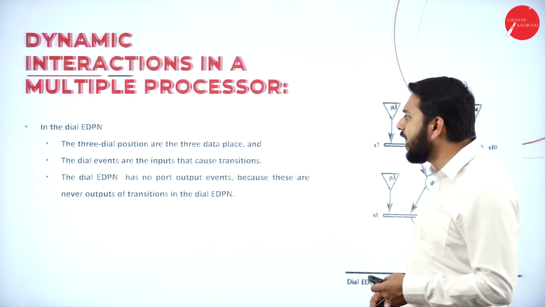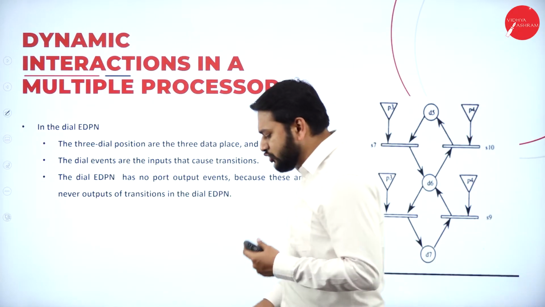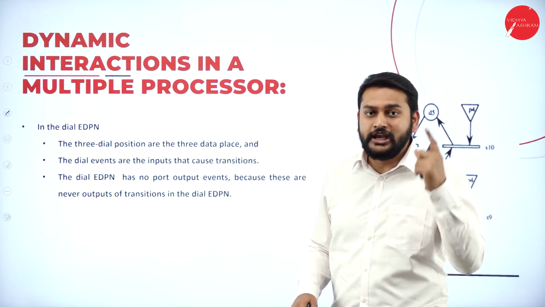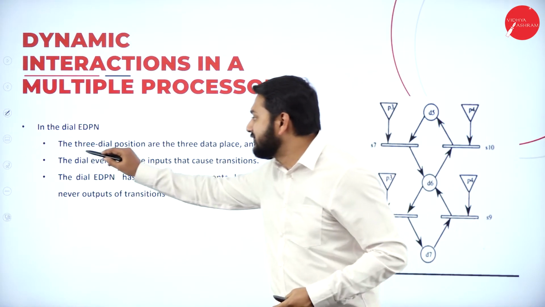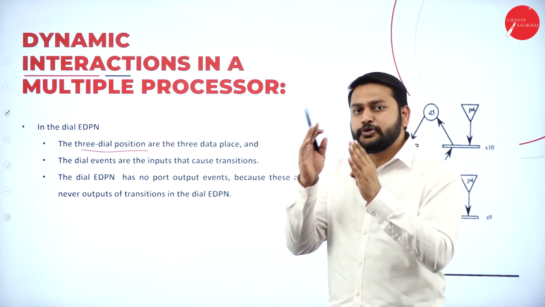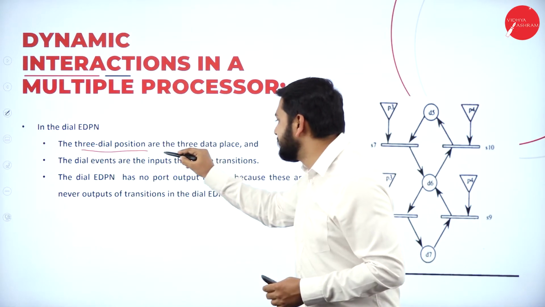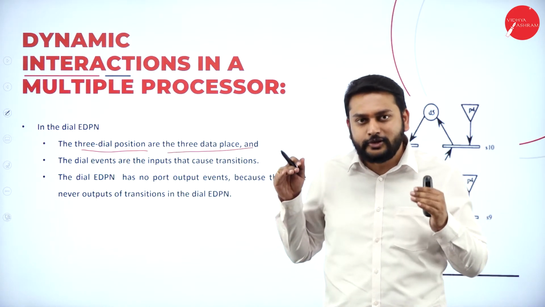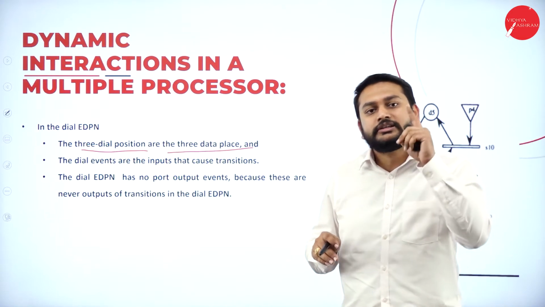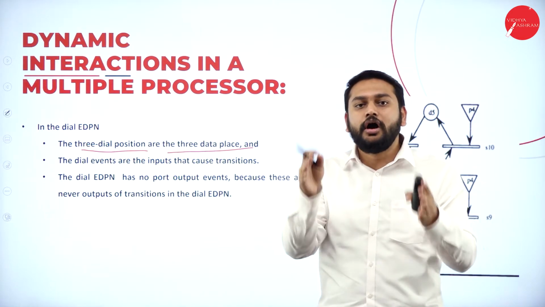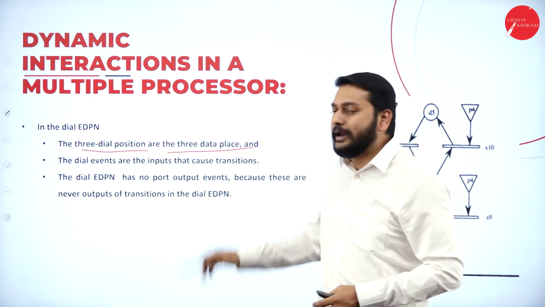All right. So guys, the next important point that I need to remember with respect to the EDPN, please remember the 3 dial positions. I told you in the beginning to remember the 3 dial positions, 1, 2, 3 are the 3 data places. That's what you need to remember. Now we are coming to the point with respect to the example. 3 dial positions, what I had, 1, 2, 3. I will call that a data place.